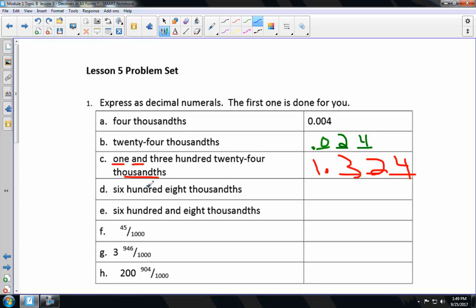The next one, little tricky, 608 thousandths. So it means right away we're to the right of the decimal. That's the thousandths, so I have to put in 608.